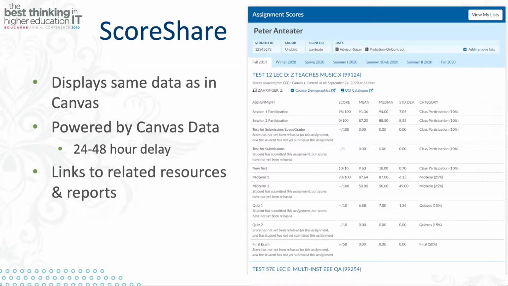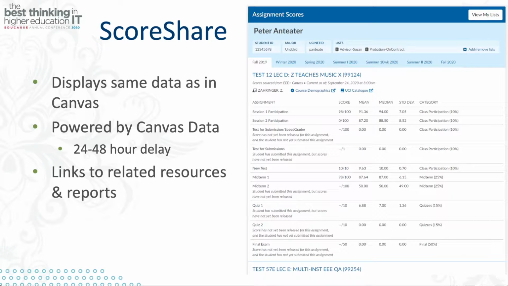So this is what ScoreShare looks like. Over here on the right, you can see a screenshot of the tool. It displays the same data that is available in Canvas itself. It's powered by Canvas data, which means if you've ever used Canvas data, you'll know that it has a 24 to 48 hour delay, which can be a little challenging, but given the benefits of the tool, we figured it was worth that delay. There is a new product that Instructure is working on called Canvas Data 2, creatively named, it promises a 4-hour delay instead. So we're really hopeful for that.